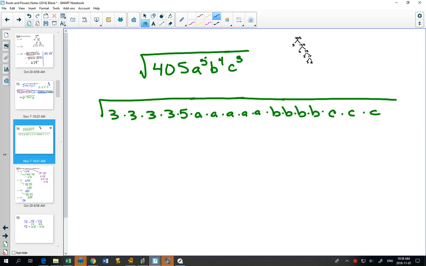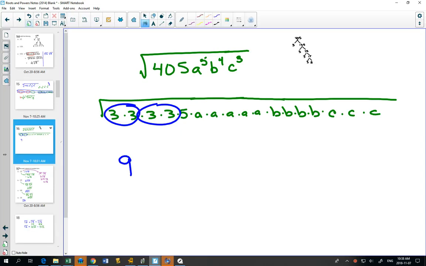Every time, since it's a square root, every time you have 2 of something, you could pull something out, right? Because here, this would be 9. What's the square root of 9? 3. 3 could come out. Here's another pair. Another 3 could come out. So when we look at our final answer here, we would have a 9 out in front.